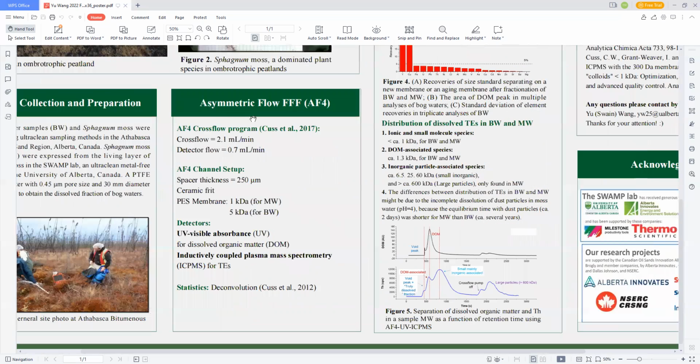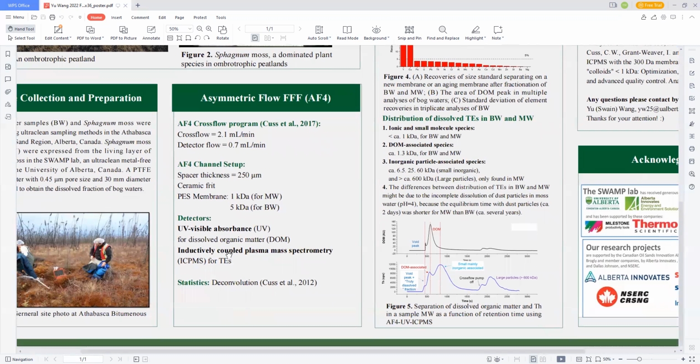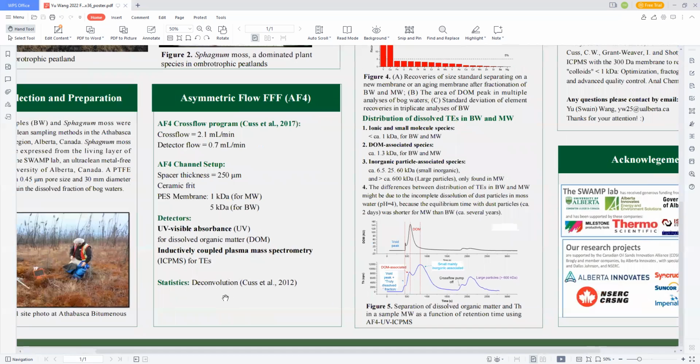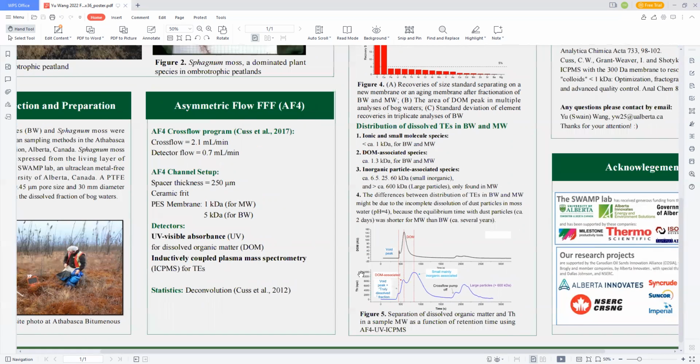The asymmetric flow field-flow fractionation cross-flow program and channel setup are all shown here. We employed UV-visible absorbance for characterizing dissolved organic matter and inductively coupled plasma mass spectrometry for characterizing trace elements. We used deconvolution technology to decompose the overlapping peaks into their peak components, to get a high resolution size distribution of trace elements.